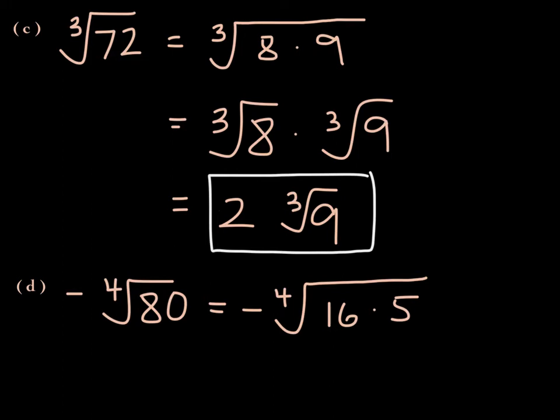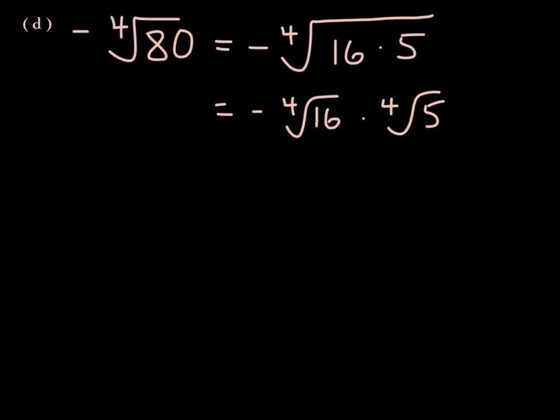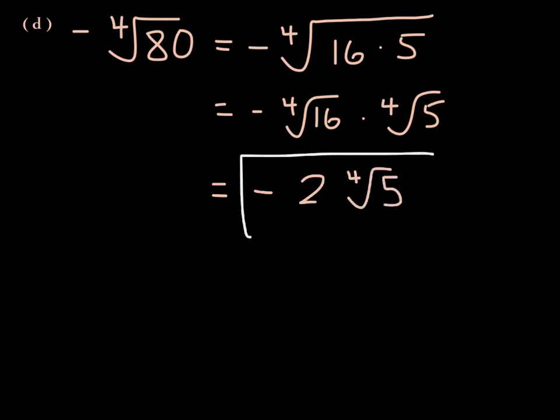All right, so keep that negative on the outside here. Use the product rule to rewrite this as the fourth root of 16 times the fourth root of 5. Okay, so then our final answer is the opposite of 2 times the fourth root of 5. Now this is fully simplified.